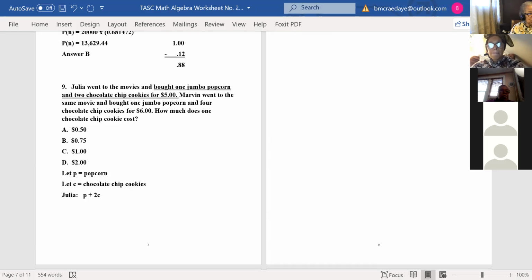She bought 1 popcorn, which is P or 1P. 2 chocolate chip cookies would be 2C. And how much did she spend for that? Mercedes, how much did she spend? $5. So then we say equals $5, right? Okay, now let's go to Marvin.